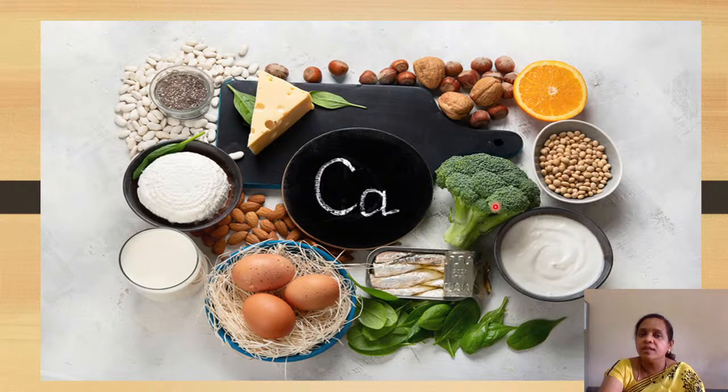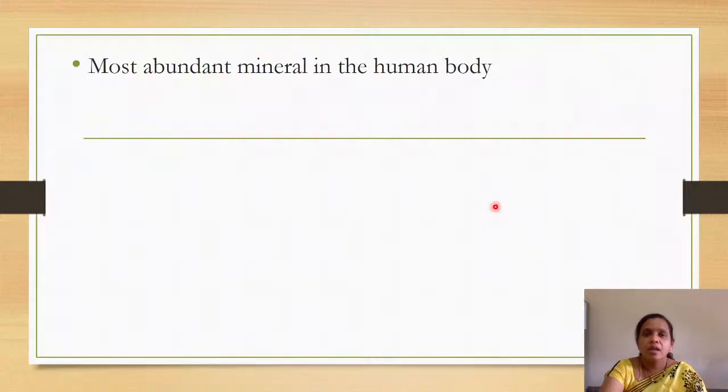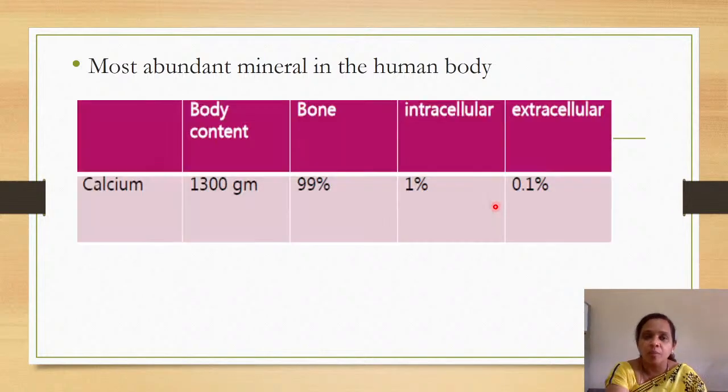So today we will cover calcium. Calcium is the most abundant mineral in the human body. If you imagine, 1300 grams, meaning 1.3 to 1.5 kgs of the body constitutes calcium. Of which 99% of the calcium in the body is present in bones, 1% is present inside the cell and 0.1% is present extracellular.